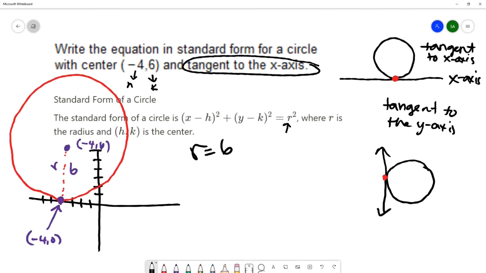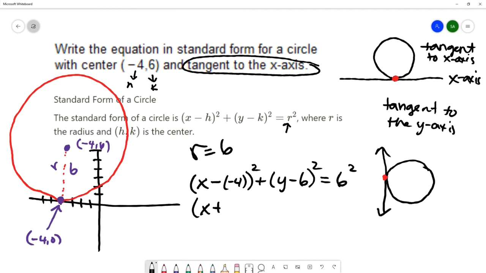And I can write the standard form of the circle, x minus h, which is -4, squared, plus y minus k, which is 6, squared, equals 6 squared. And we'll simplify, that's x plus 4 squared plus y minus 6 squared equals 36. So we have the standard form of the circle being x plus 4 squared plus y minus 6 squared equals 36.